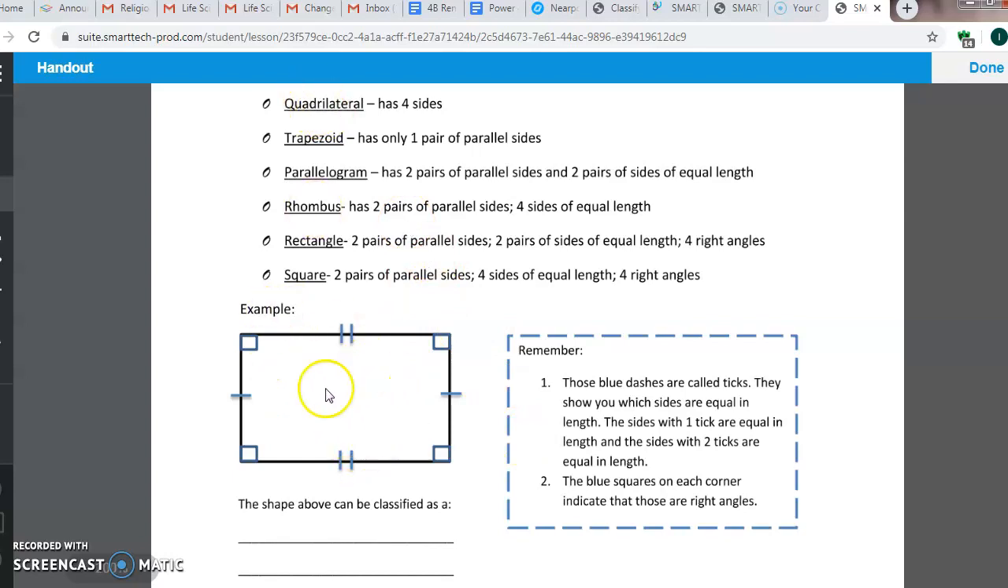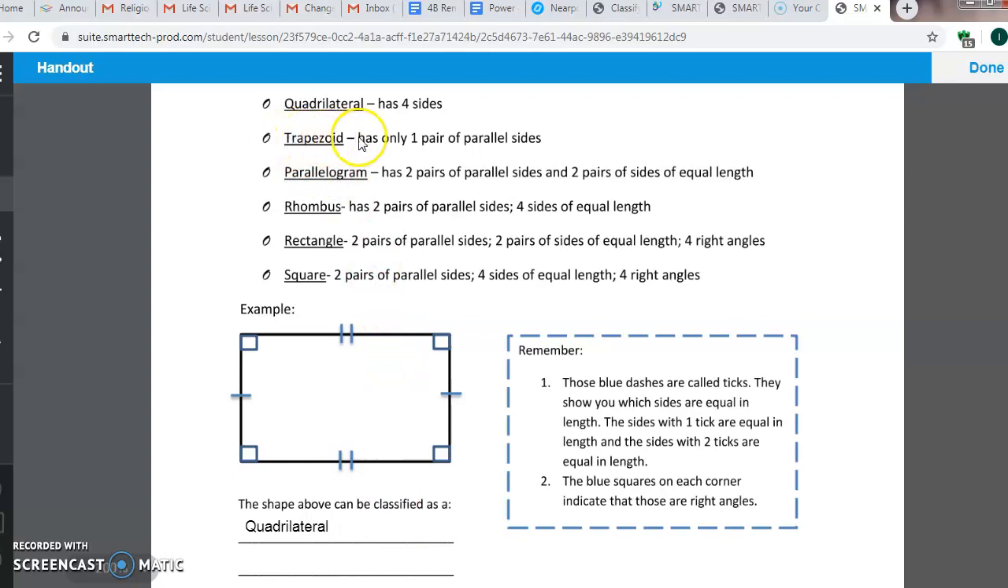Is this shape below a quadrilateral? Does this shape have 4 sides? Well, let's see. 1, 2, 3, 4. It does indeed. So this shape is a quadrilateral. Let's go ahead and write that this shape is a quadrilateral. Okay? All right. Let's move on to the next definition.